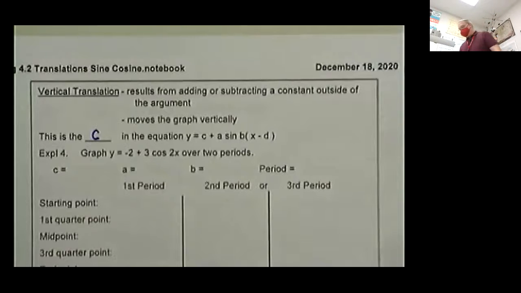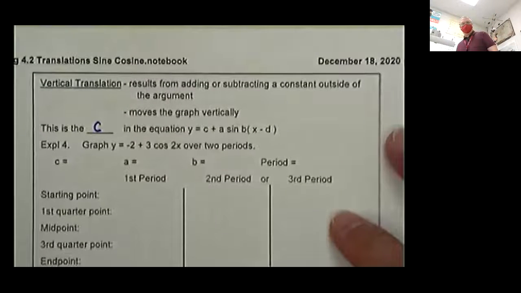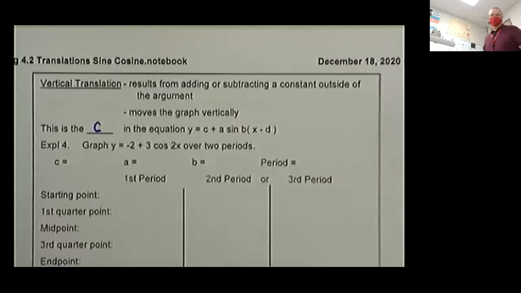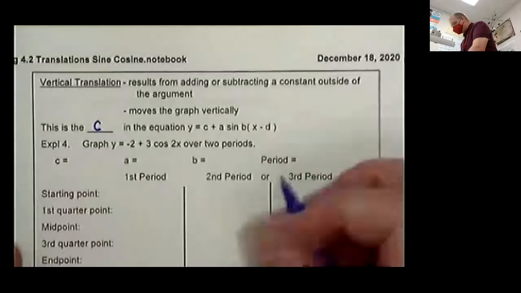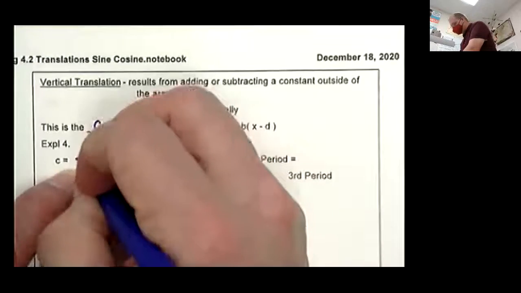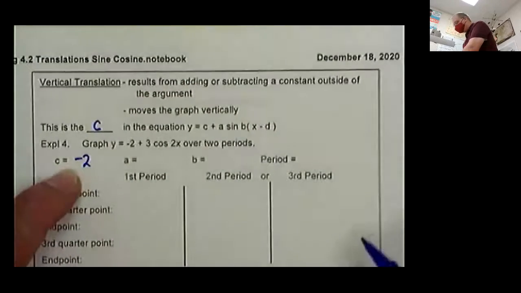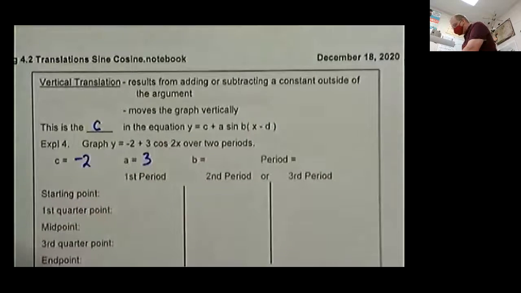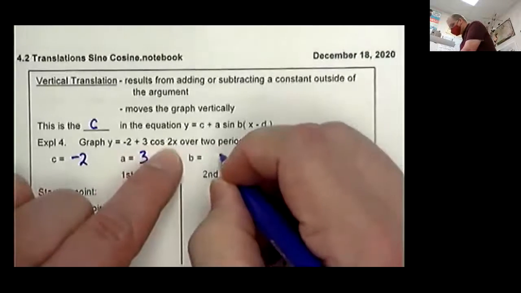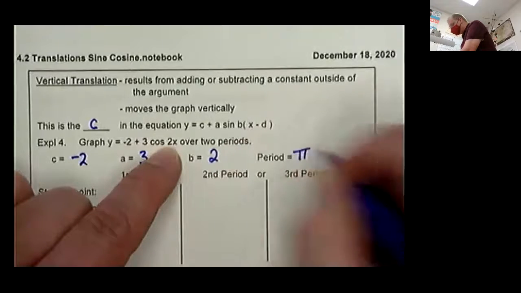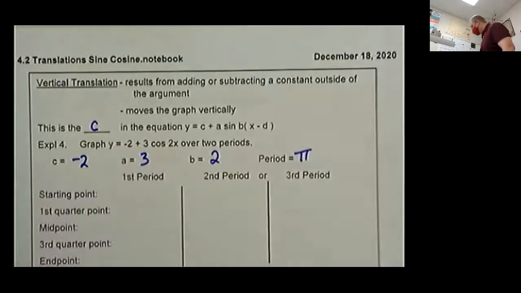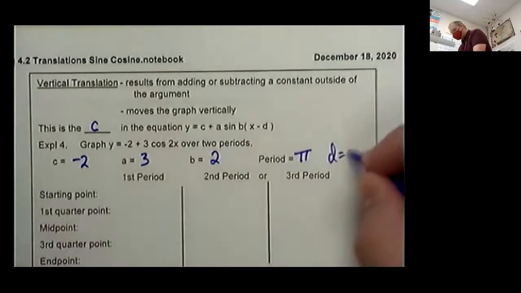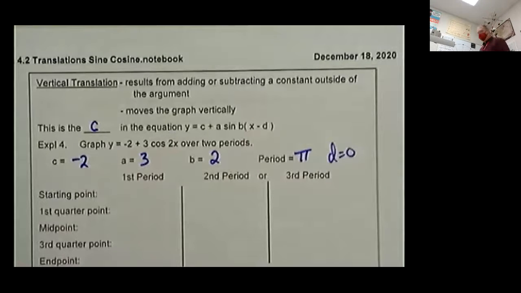So we're going to graph y is equal to -2 plus 3 cosine of 2x over 2 periods. Again, the first thing we want to do is establish all of our parameters. We're going to see that our C is -2. That's going to shift our horizontal axis down 2. Our A is 3. Our B is 2. So our period is 2 pi over 2, which is pi. Note D actually is 0. There is no phase shift.